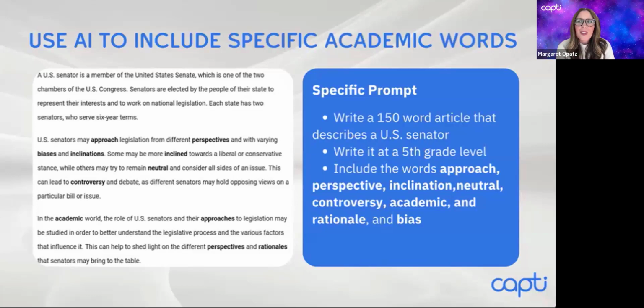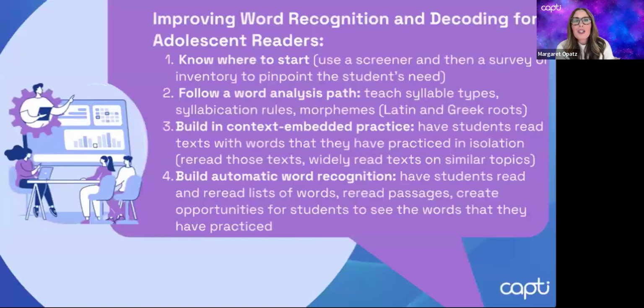All right, so I've just really thrown a lot at you. So I just want to sum up everything, and then I'll leave some time for any questions that you may have. So today, we've talked about how we can help improve word recognition and decoding for adolescent readers. And if I could break it down, there are a couple things we really need to do. We need to know where to start with adolescent readers.